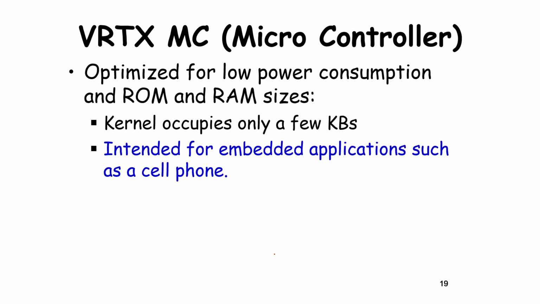So first let's look at VRTX MC. We did talk about two variants, VRTX SA and VRTX MC. Let us first talk about VRTX MC, or microcontroller. It was optimized for low power consumption and low ROM and RAM sizes. The kernel again occupies a few kilobytes. Those days it was intended for embedded applications such as cell phones. But we all know which way the cell phone market went in the last 20 years. Now cell phones basically support Android, which is a fully featured operating system, not real time.